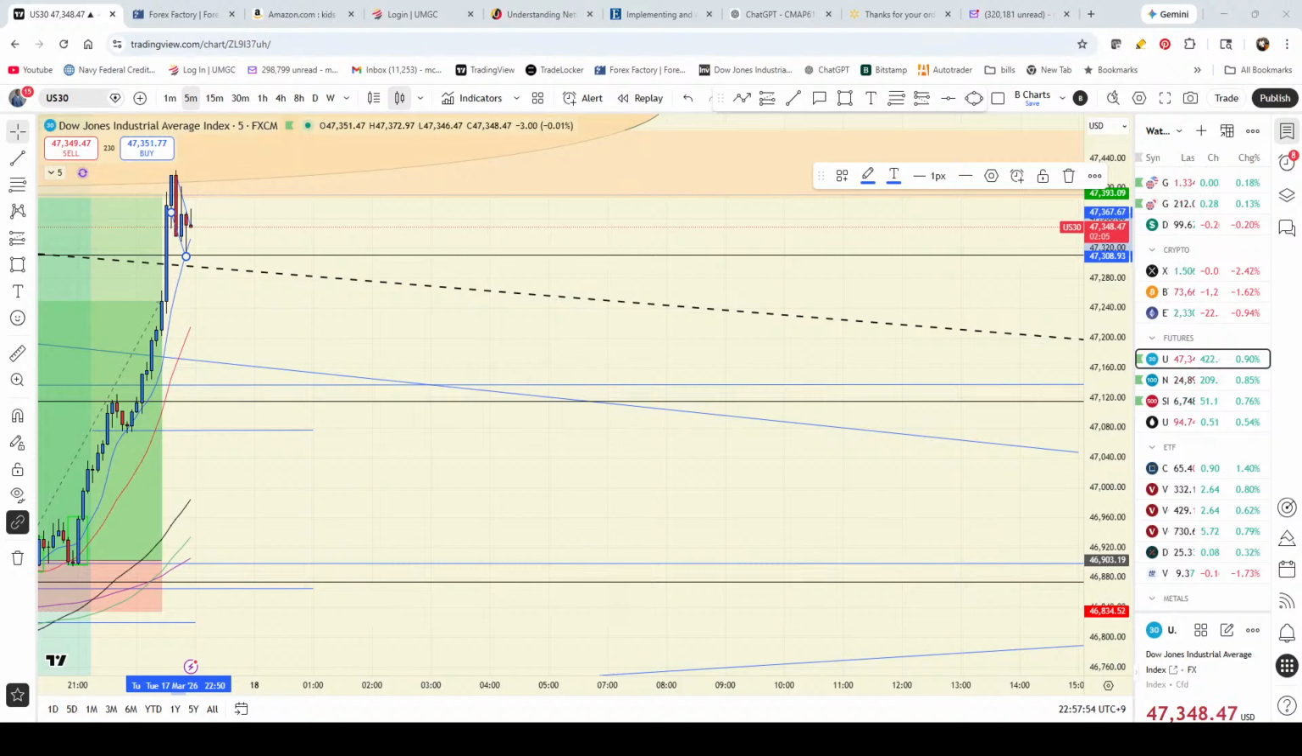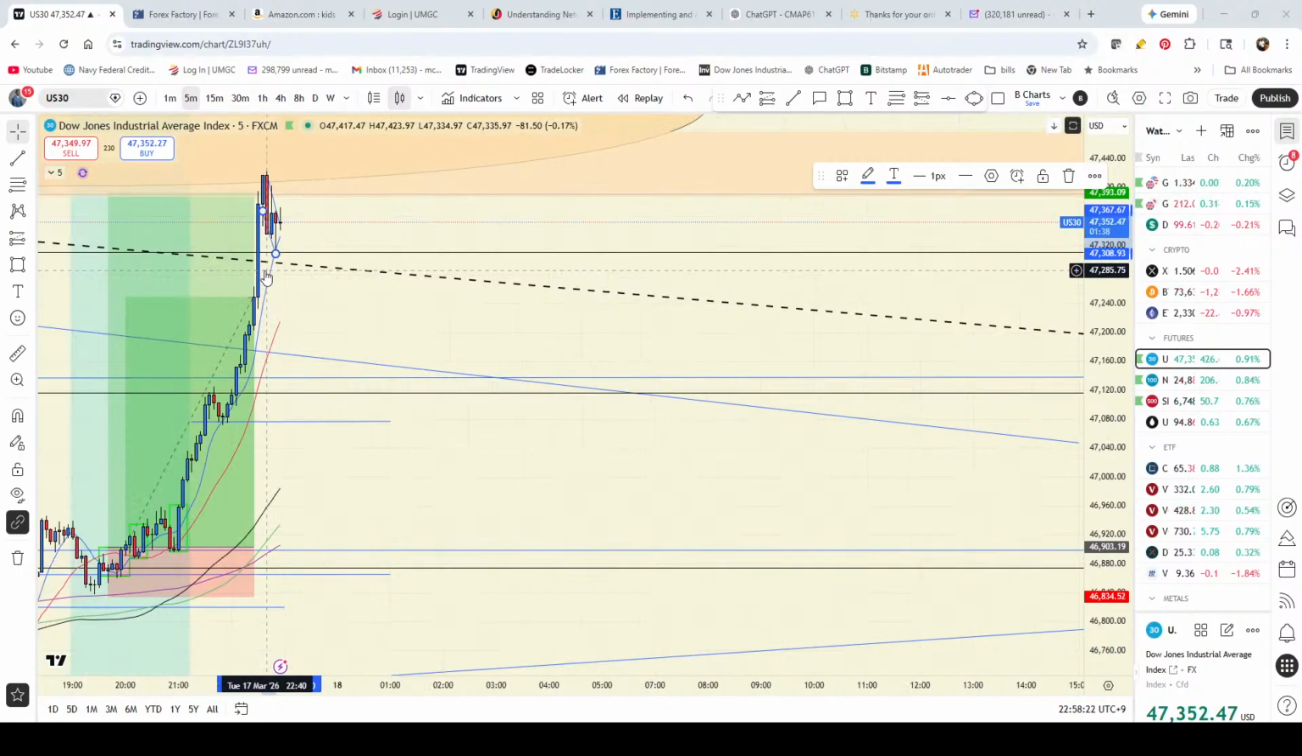And you gotta risk it for the biscuit, you know? Gotta risk it for the biscuit. Oh yes, I love how them sell candles are looking, man. Yep. Come back down.